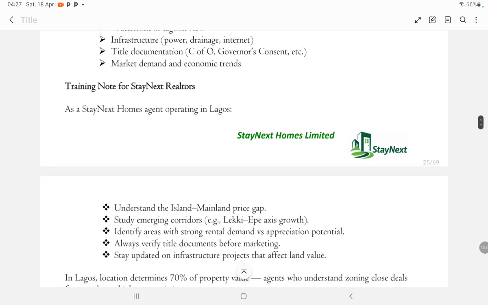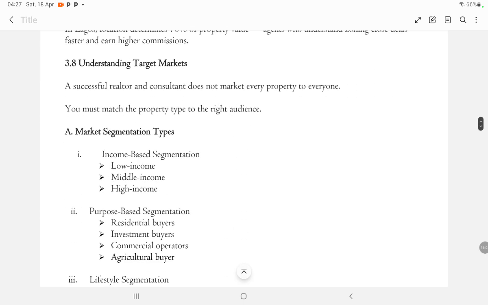Training note for StayNext: please, as a StayNext Homes agent or ambassador operating in Lagos, you have to understand these things. Okay, let's look at understanding target markets.